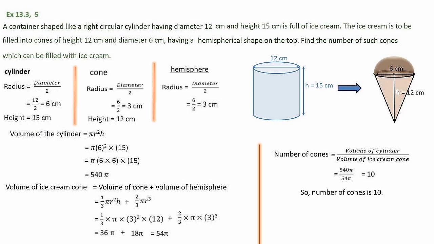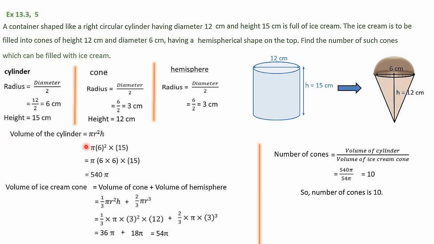Then we can go for the conical portion of the ice cream. That is radius again, diameter by 2, that is 6 by 2, which is 3 centimeter, and height is given to you, 12 centimeter. Again one more portion is here, that is the hemispherical portion. So for the hemisphere, radius is diameter by 2, that is 6 by 2, that is 3 centimeter. There is only one dimension in a hemisphere, that is radius, so 3 centimeter we have got.